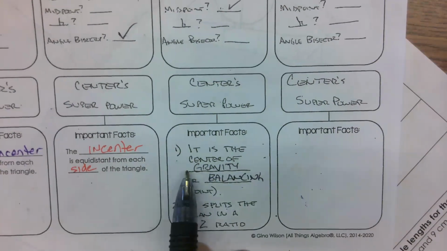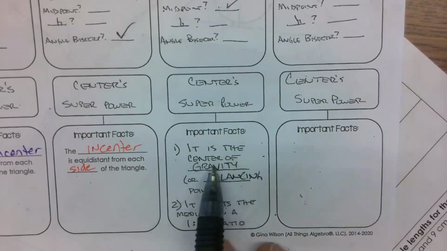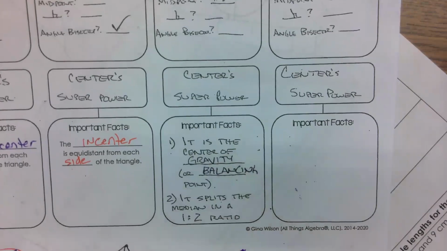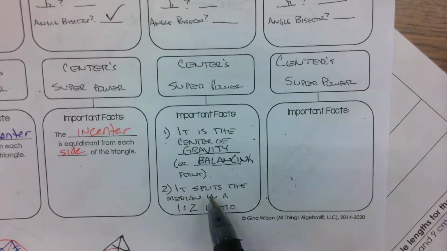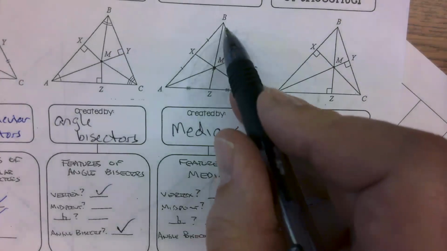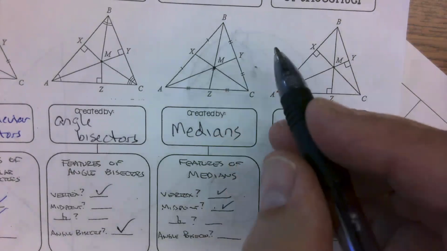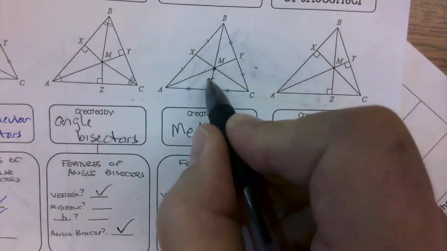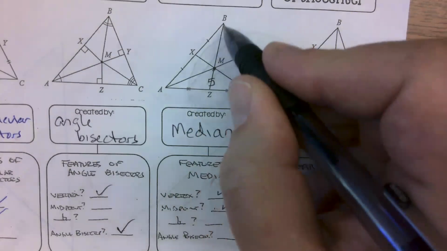And when you get to physics, you'll discover it's not really the center of gravity, it's called the center of mass, but this is more intelligible for this point. And the second feature is that this center, the centroid, perfectly splits each of these medians into a 1-to-2 ratio. So if this shorter part is 5, how long is the longer part of that same median?